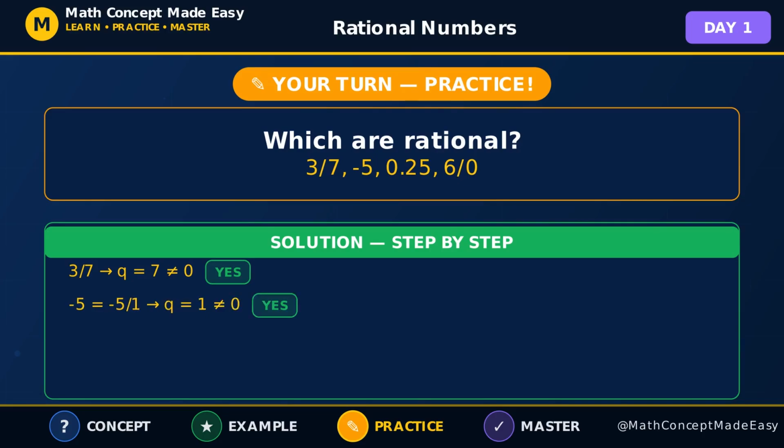3/7, which means Q equals 7, is not equal to 0, yes. -5 equals -5/1, which means Q equals 1 is not equal to 0, yes. 0.25 equals 1/4, which means Q equals 4 is not equal to 0, yes. 6/0, which means Q equals 0, so it is undefined. How did you do? If you slipped anywhere, rewind and watch that step again. That is exactly how strong students learn.